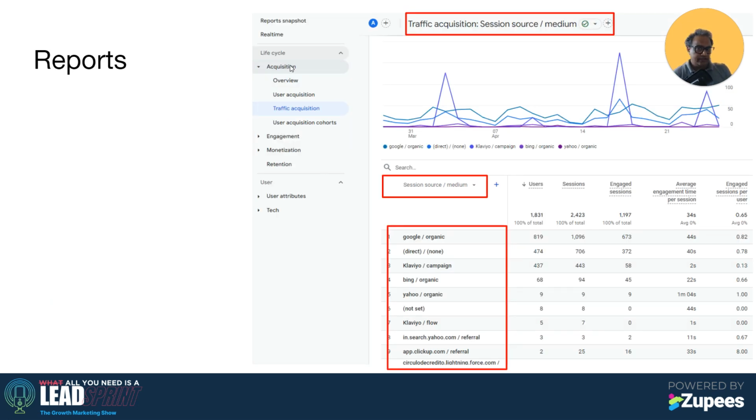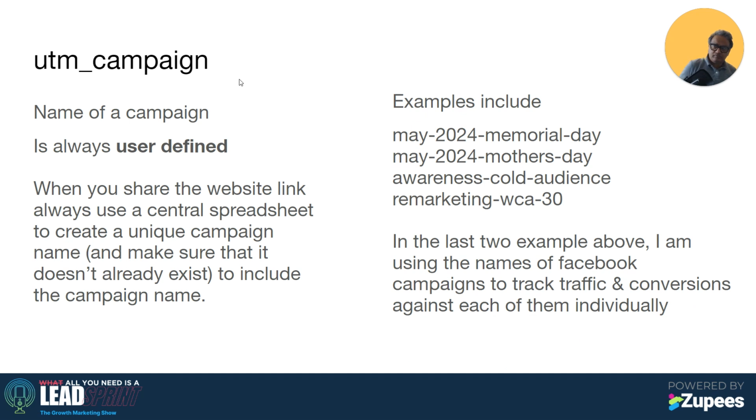Reports, again, in the same situation, just add a dimension here and include the medium. So now it will start showing both of them together as a combination. So as you can tell, Klaviyo flow, Klaviyo campaign. This is the result of UTM trackers being used correctly here.